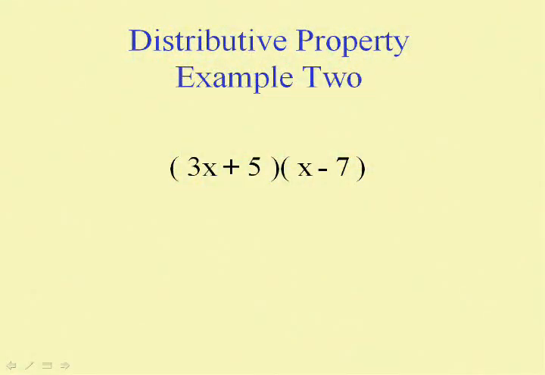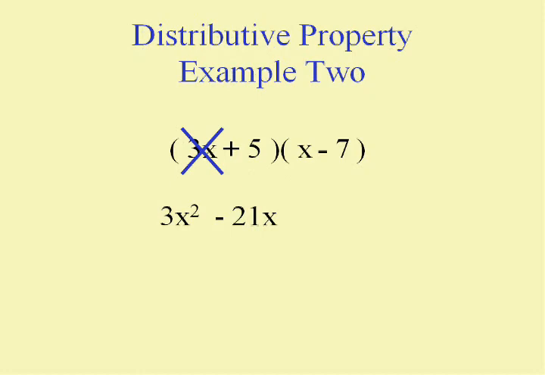Now you really have to keep track of who you multiplied and who you didn't here. Let's just do one at a time. I'm going to do the 3x first, and I actually draw lines. 3x times x is 3x squared, and 3x times negative 7, I treat that as a negative, is negative 21x. Well, now I'm done with the 3x, so I actually cross it out. Who do I have left to deal with? The 5, and it is a positive 5.